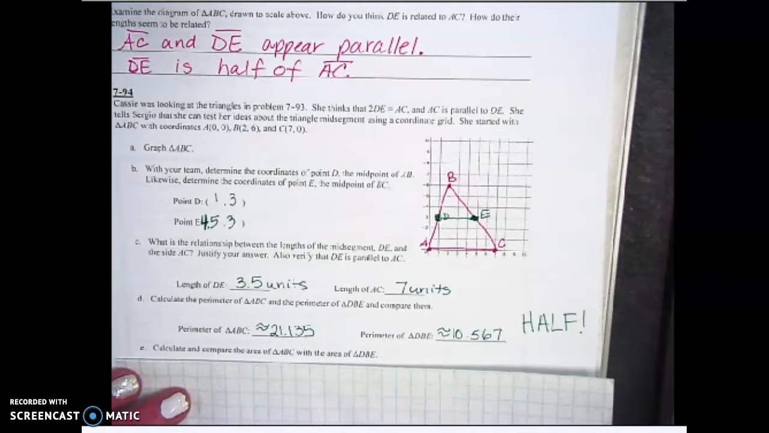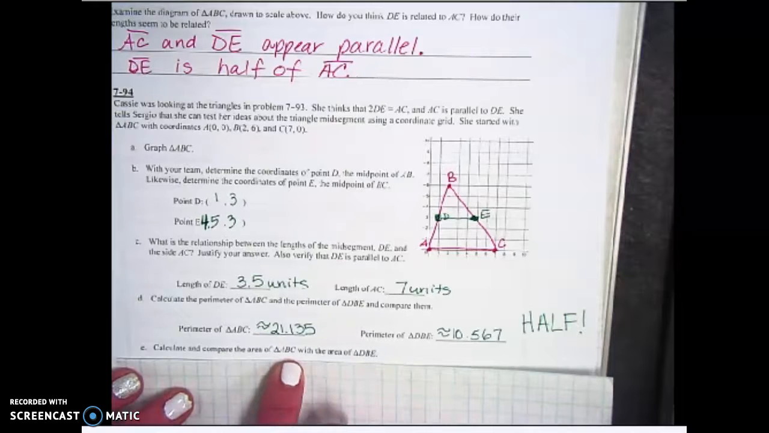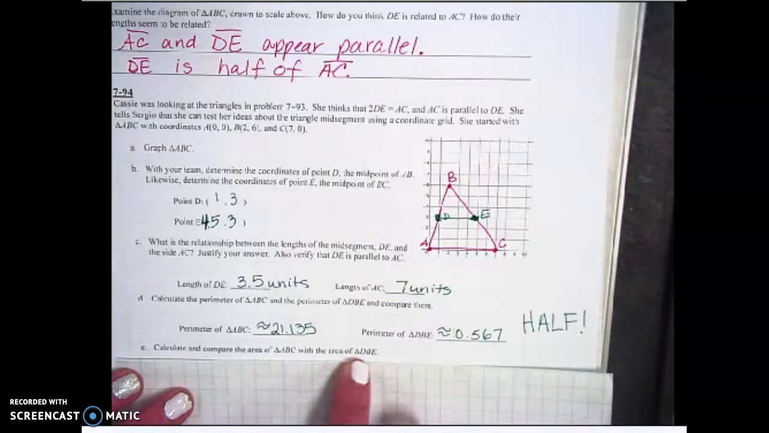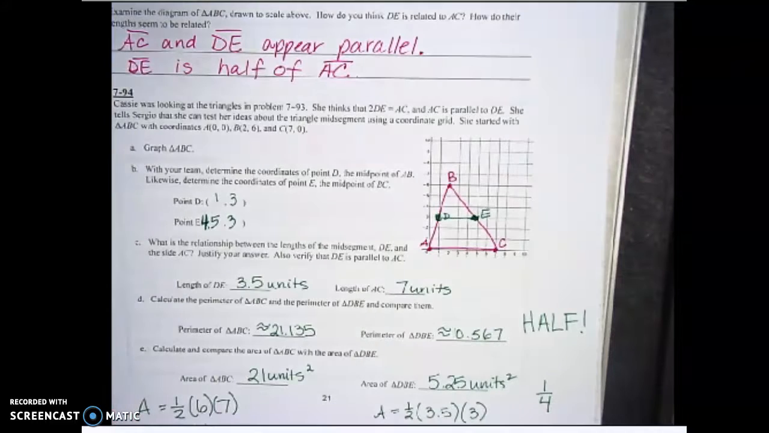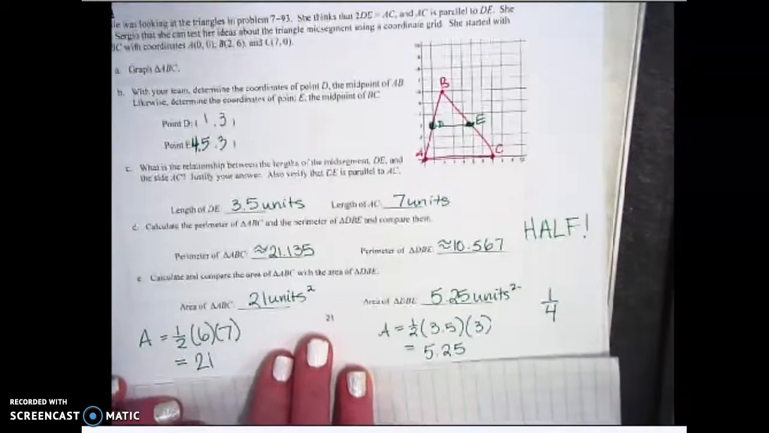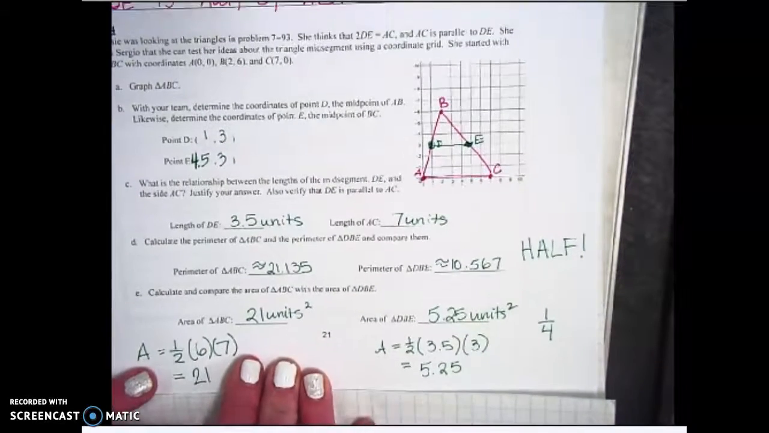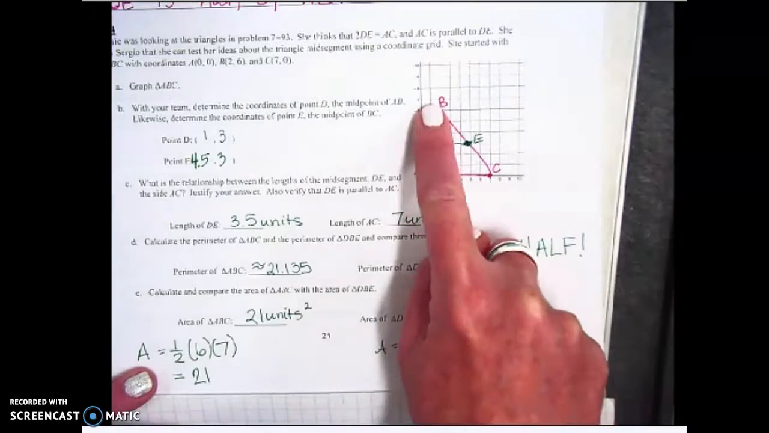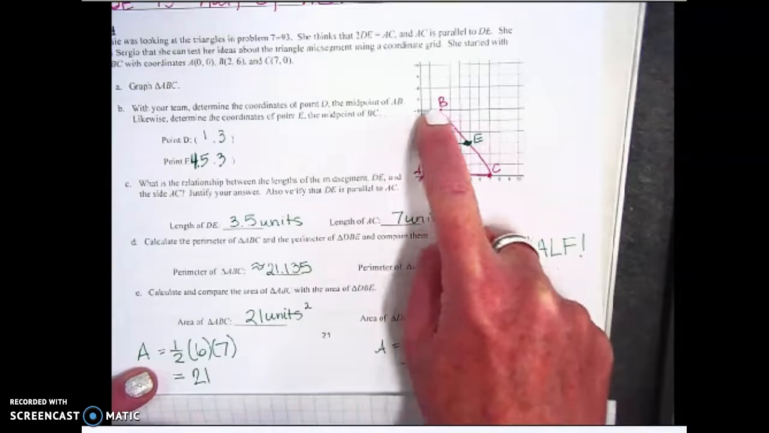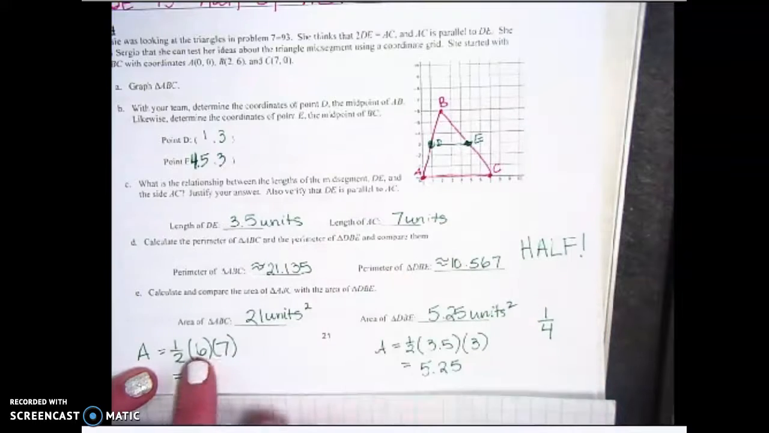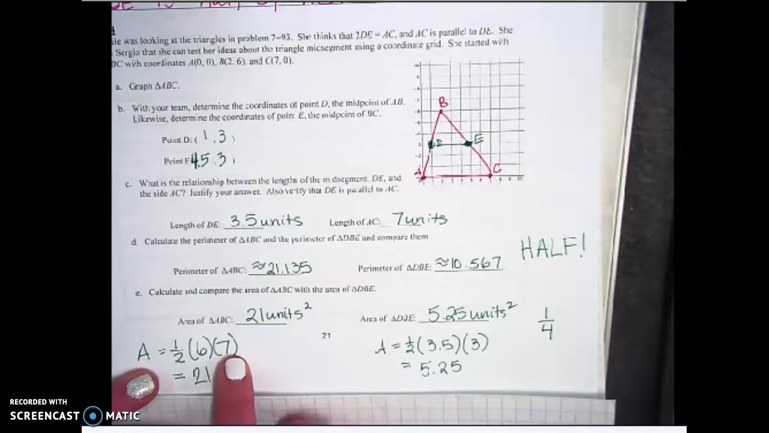Part E says, calculate and compare the area of triangle ABC and the area of DBE. That's a little bit easier. To calculate the area for triangle ABC, you can simply make it into a rectangle first. So that would be 6 units this way, 7 units that way. So 6 times 7 is 42. Half of 42 is 21 units.